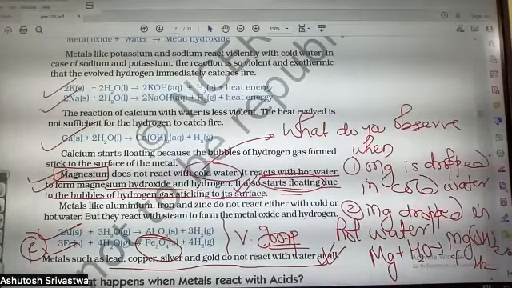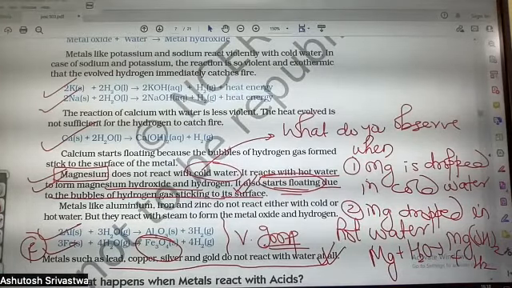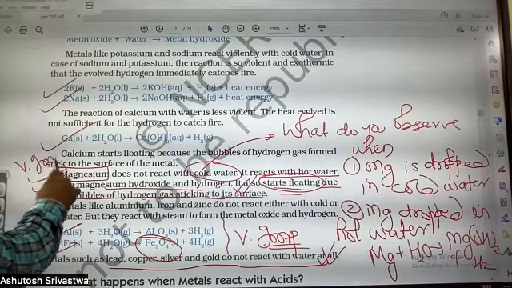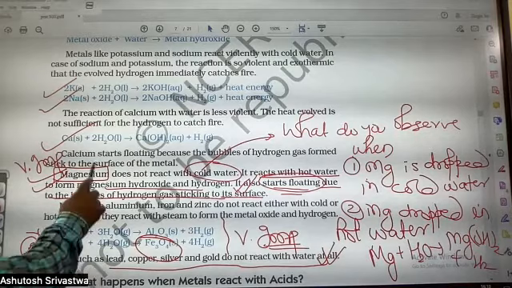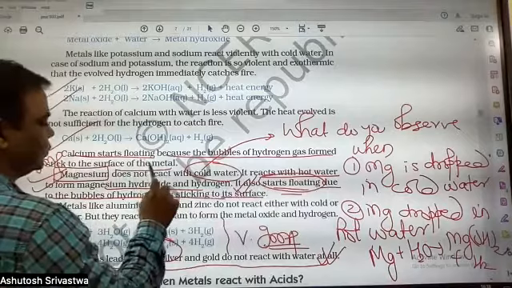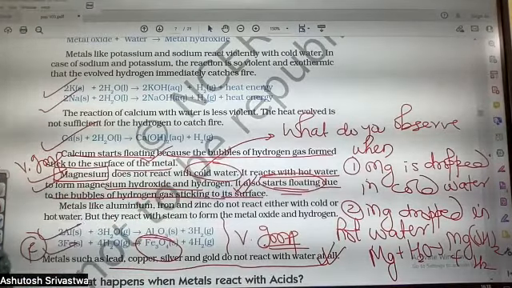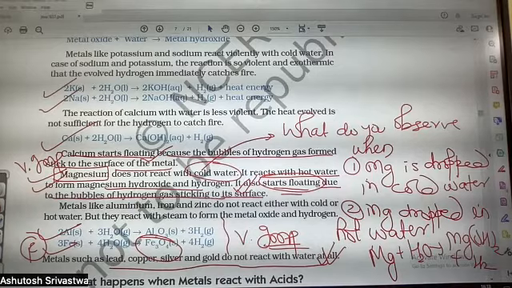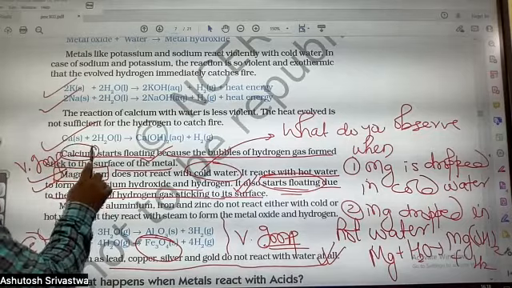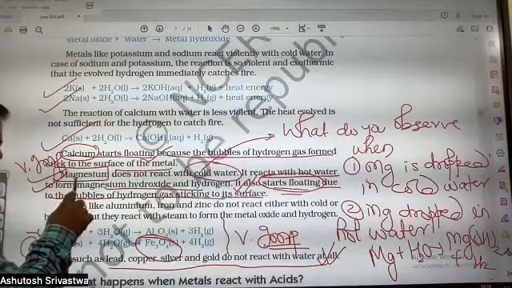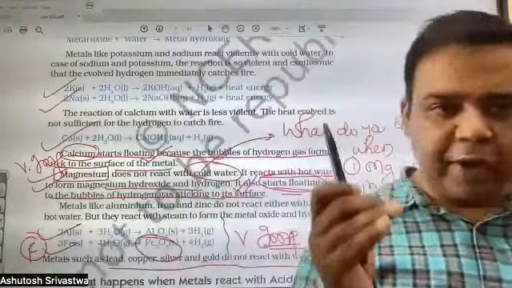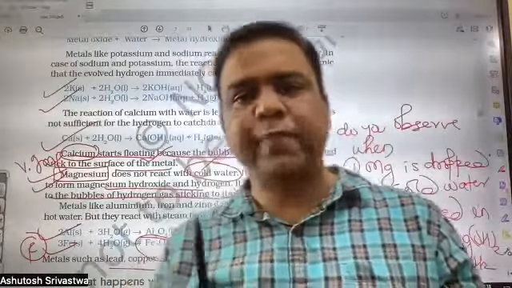Is it understandable? Getting the point? It's an important point. Again, see this thing. Calcium starts floating because the bubbles of hydrogen gas formed stick to the surface of the metal. Calcium will start floating in cold water. Magnesium will start floating in hot water. Why? Because gases will be produced only when magnesium is exposed to hot water.